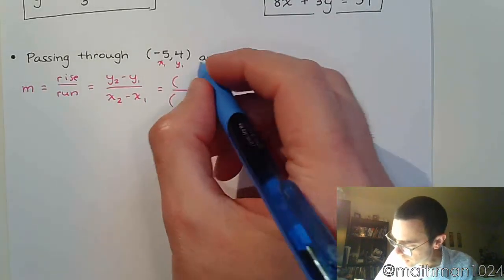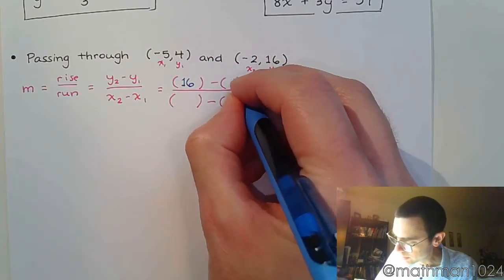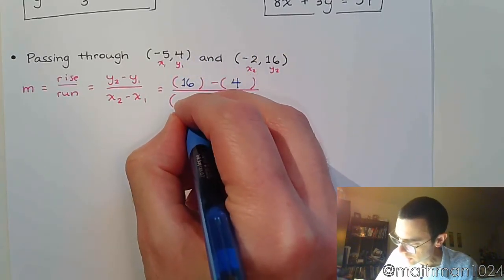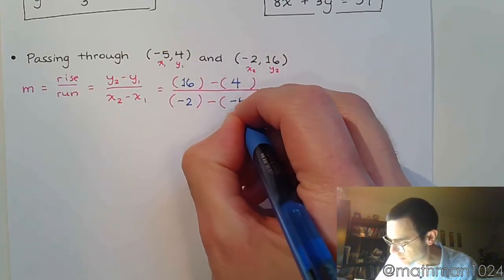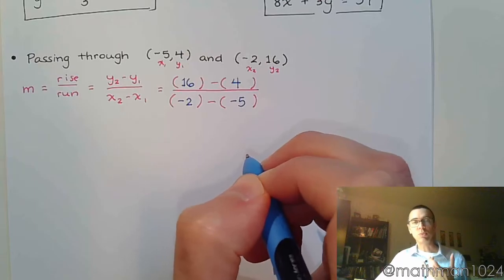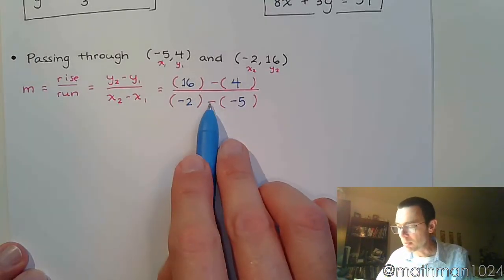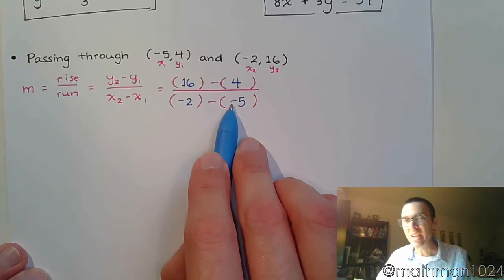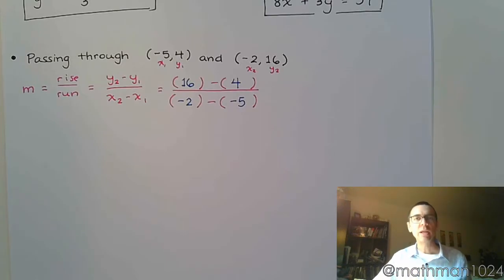So y2 here is 16 minus y1, which is 4, over, so x2 is negative 2, and x1 is negative 5. And I hope you see the reason why I'm using the parentheses and the subtraction signs, because the subtraction signs are part of the formula, and the parentheses are there for when you substitute in those values. See, this minus is part of the formula, but now this negative is part of what you're plugging in. And so by having the parentheses there already, it's going to help you keep your sign straight.